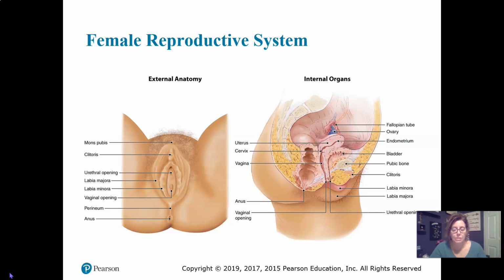The ovaries produce estrogen and progesterone and house immature eggs. And the fallopian tubes capture the eggs as they are released from the ovaries during ovulation. And that's the site where sperm and egg meet and fertilization takes place. It's remarkable to me that not many people truly know the structure of their own reproductive system.